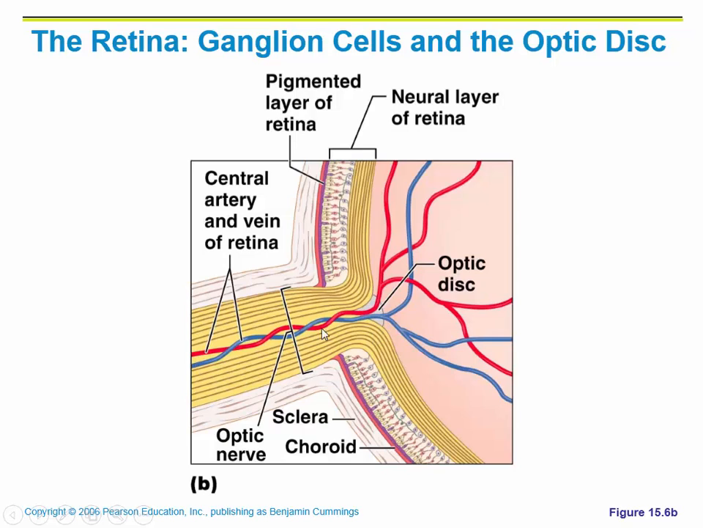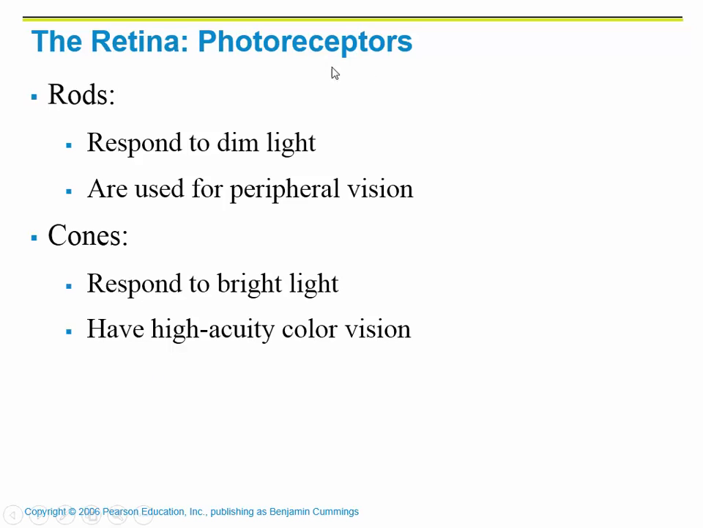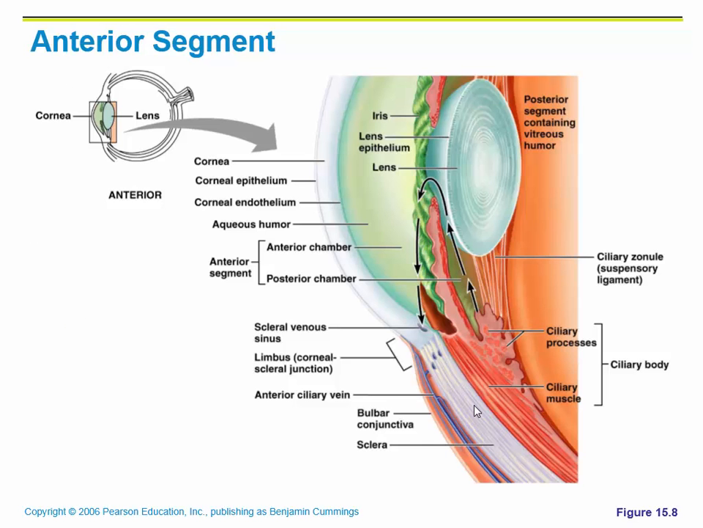And then you can see that this is the optic nerve running out of the eye to the back of the brain, into the occipital lobe. Now the retina does have photoreceptors except in that blind spot, and so we have two types. We have rods and cones, and rods are going to help us respond to dim light. They are used for peripheral vision, and then the cones are going to allow us to see color, and so they have high acuity for color vision. So rods help us when it's light or dark, and then cones will help us make out coloration.